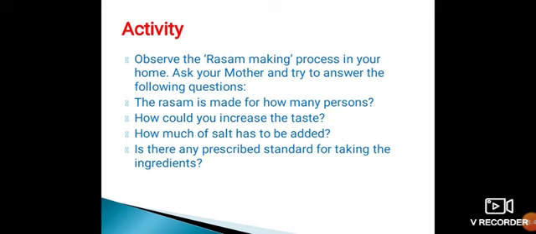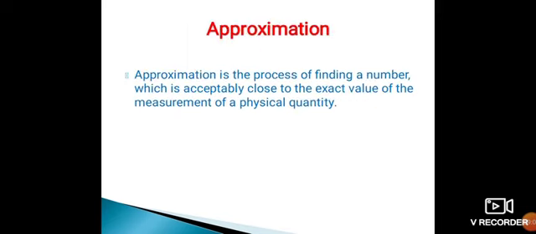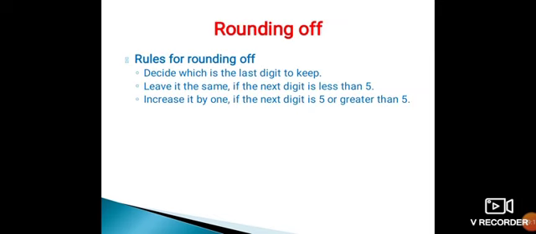Activity. Observe the rasam making process in your home. Ask your mother and try to answer the following questions. Students, we are not following any standard values for preparing a dish. We are following an approximation method for choosing ingredients. What is approximation? Approximation is the process of finding a number which is acceptably close to the exact value of the measurement of a physical quantity.